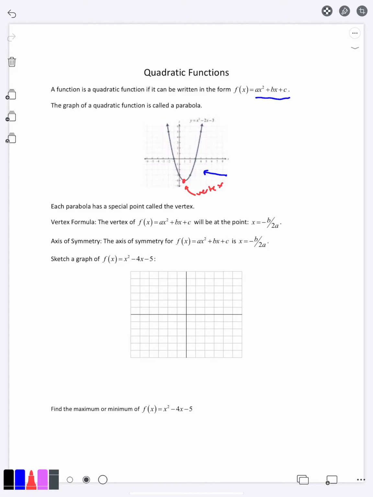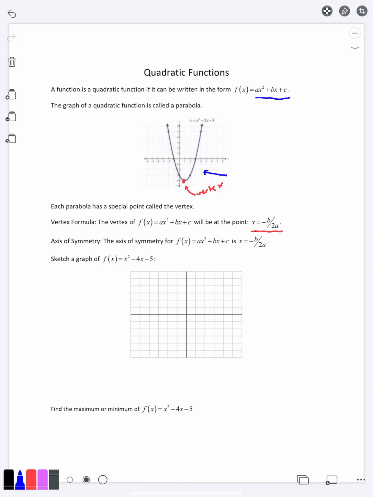Now, we are going to want to find this vertex almost all the time, in every problem we have, because it's such an important point on the graph. Well, it turns out there's a pretty easy way to do that, which we can call the vertex formula. All we have to do is plug in x is negative b over 2a, and plug it in to find the y value, so you're going to get a point.